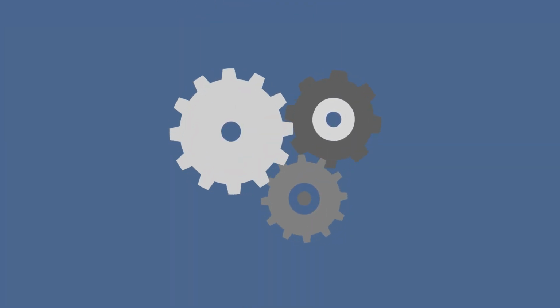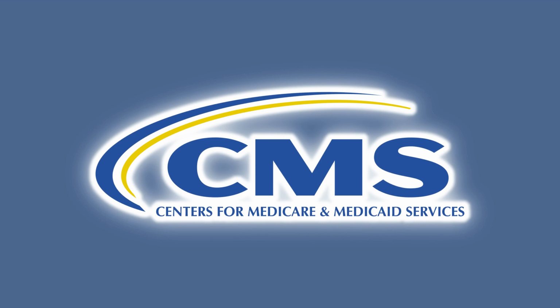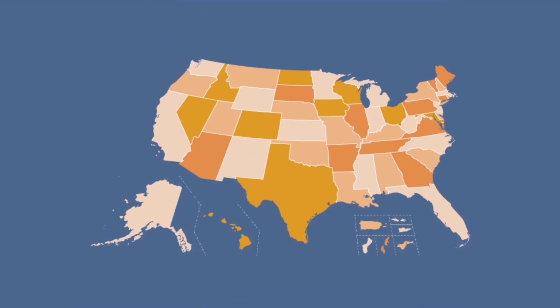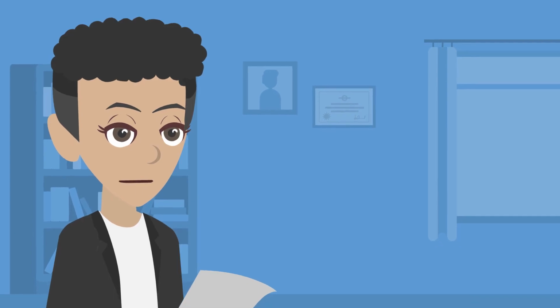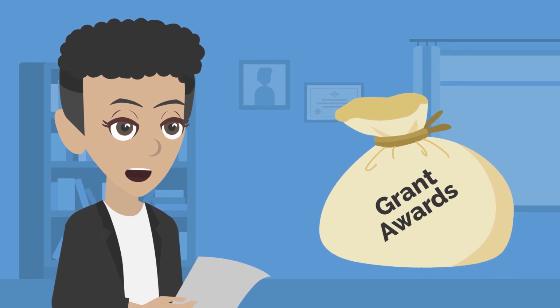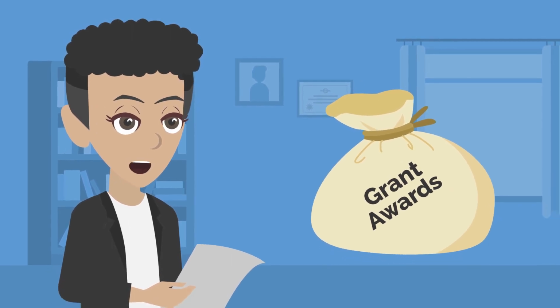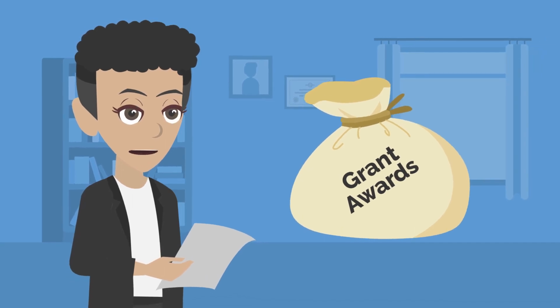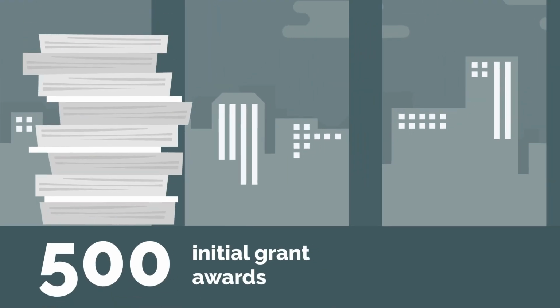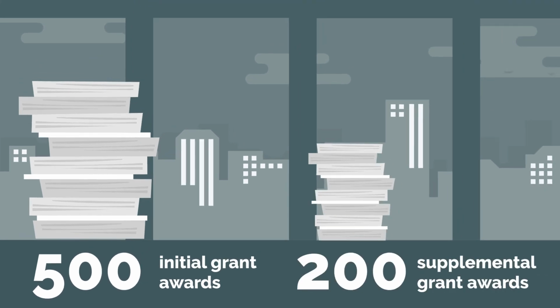The Centers for Medicare and Medicaid Services, CMS, provides quarterly grant awards to states and territories to cover the federal share of expenditures for services, training, and administration of Medicaid and CHIP. A grant? Does that mean that Medicaid is a grant program? Yes, Medicaid is a non-discretionary mandatory grant program. The money that CMS provides to states and territories as part of the overall funding process is called a grant award. CMS issues an annual average of 500 initial grant awards and 200 supplemental grant awards for Medicaid and CHIP.